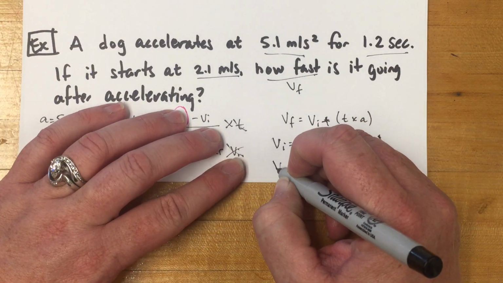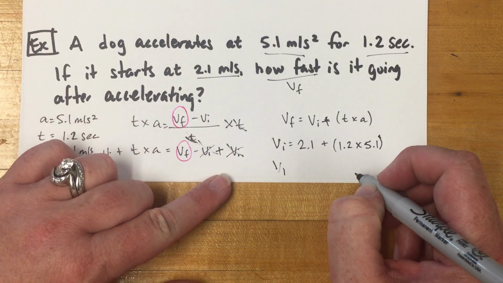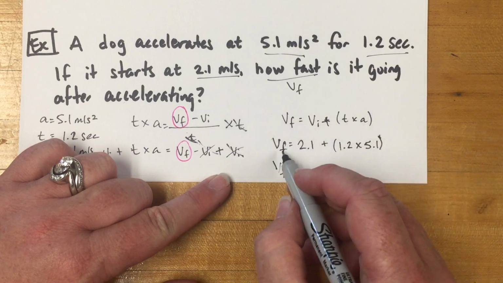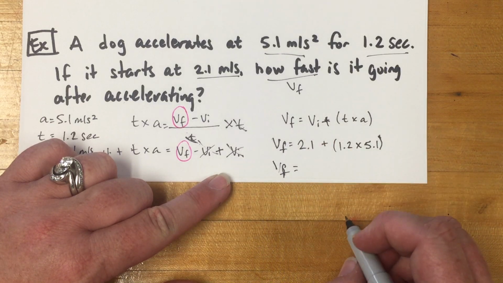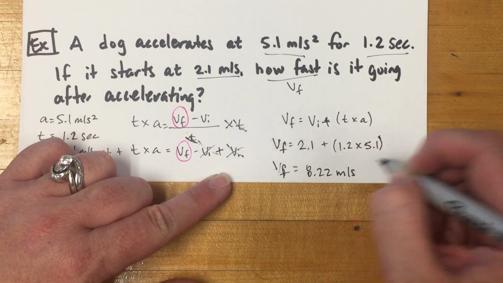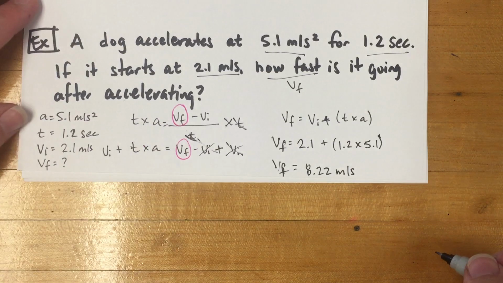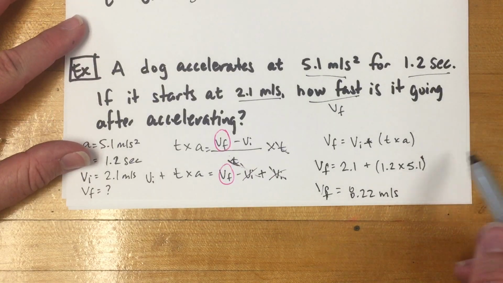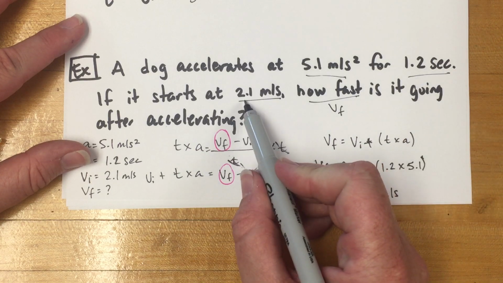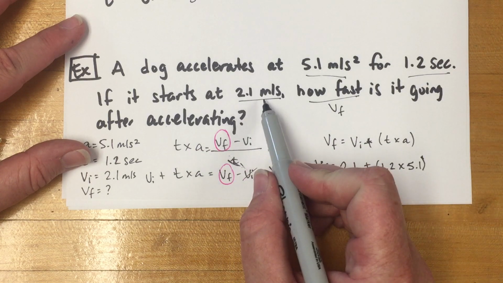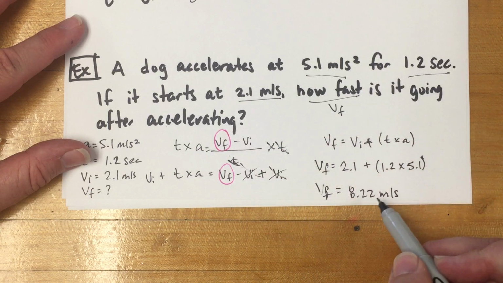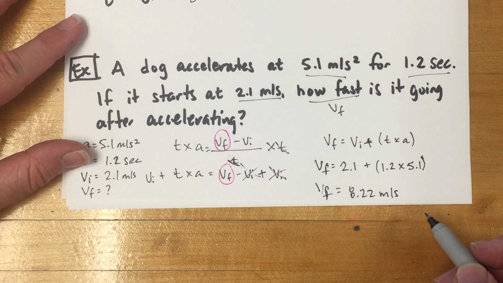Sorry, these are VFs. VF, what our final velocity is, ends up being 8.22 meters per second. What that tells us, looking at the problem as a whole, is it accelerated at 5.1 meters per second squared for 1.2 seconds, and it started at 2.1 meters per second. So it's 2.1 meters per second, it accelerates for that amount of time, and after it has accelerated, now it's going at 8.22 meters per second.